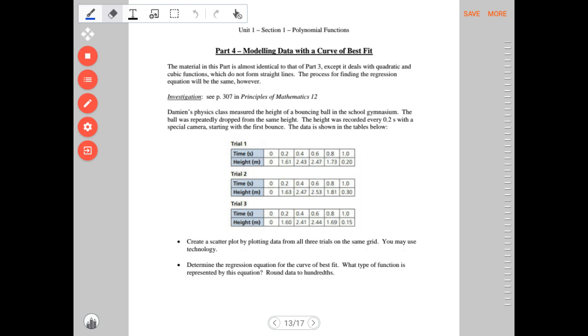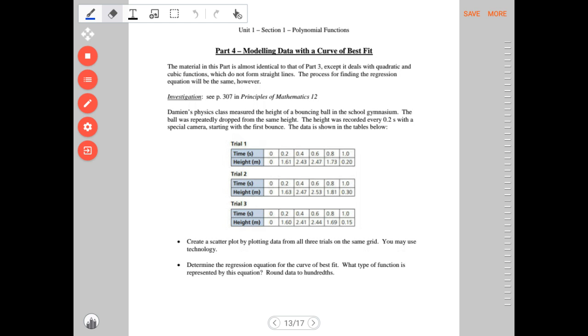So this is the investigation from page 307 in the Principles of Mathematics 12, this is your textbook. Damien's physics class measured the height of a bouncing ball in the school gymnasium. The ball was repeatedly dropped from the same height. The height was recorded every 0.2 seconds with a special camera, starting with the very first bounce. The data is shown in the tables below. So we had 3 separate trials, all good.